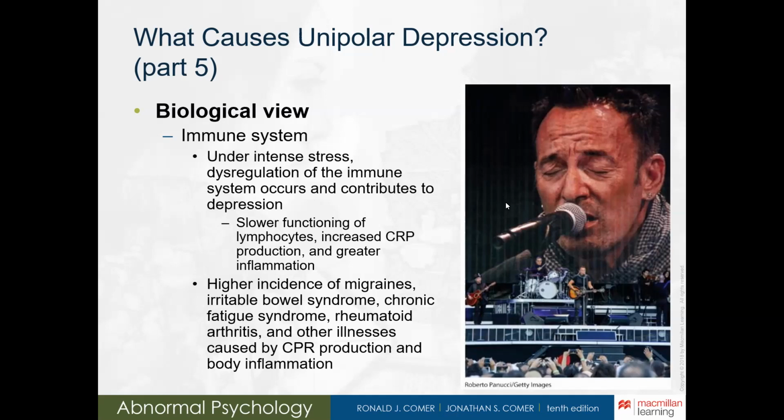There's also a higher incidence of things like migraine, IBS, chronic fatigue, rheumatoid arthritis, also known as RA, and other illnesses that can cause CRP production and body inflammation. The support for this explanation is circumstantial, but it is compelling because when stressed, the immune system becomes dysregulated, which some researchers believe may help produce depression.